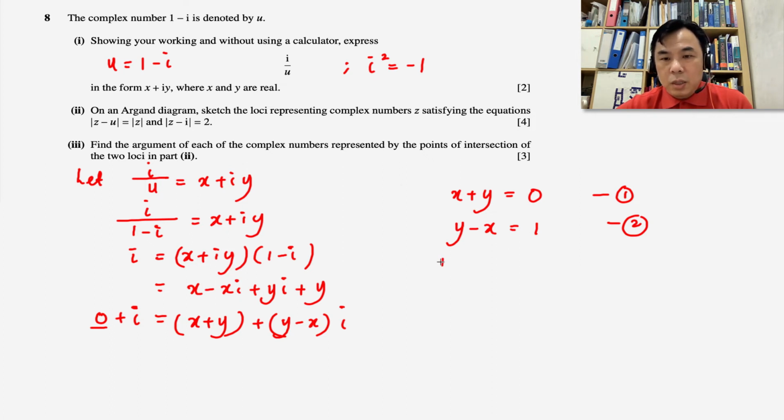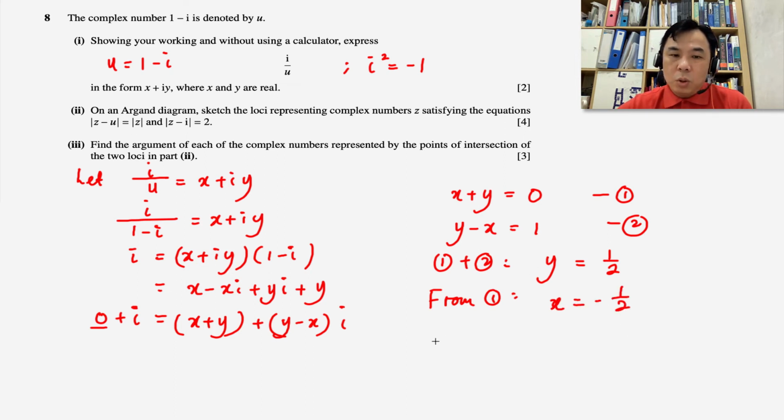That is quite easy. I can take 1 with 2 here to eliminate the x. Therefore, my y will be a half. And then all I need to do is just substitute my y into either one of these. Let's assume that from 1, I think that's the easiest to have, x will be equal to negative half.